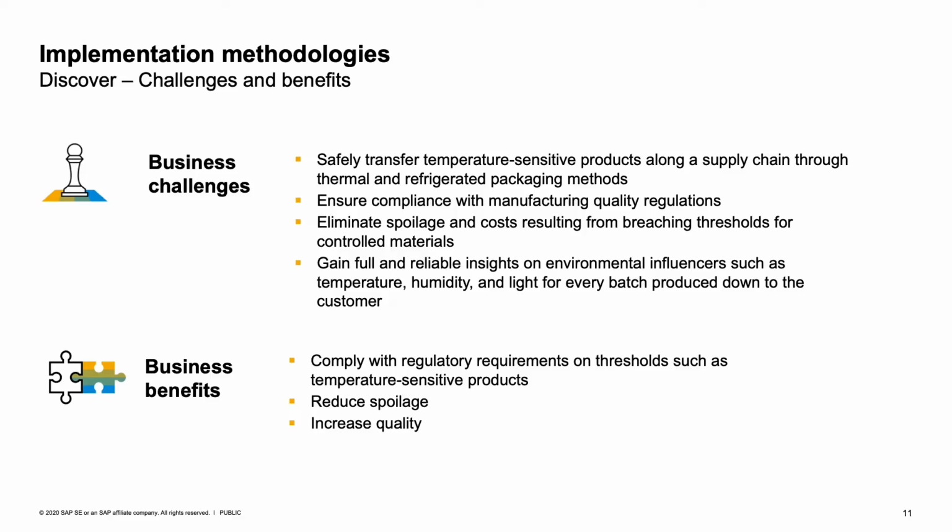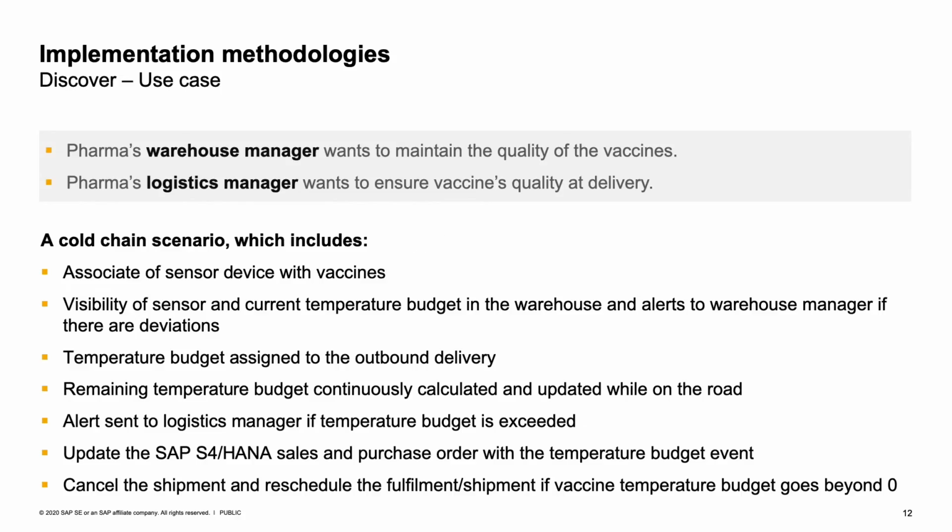Then you can very quickly find out the business challenges, right? How to safely transfer these temperature-sensitive products along a supply chain through thermal and refrigerated packaging methods, and ensure the regulatory compliance of these, as well as keeping down the spoilage. So these are the business challenges you are trying to find out. And these are the larger business challenges and the benefit out of it: complying with the regulatory requirements, reducing the spoilage, and increasing the quality.